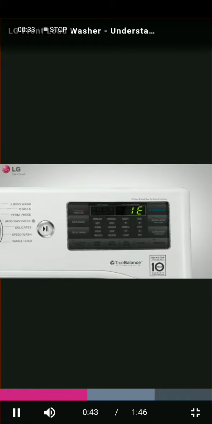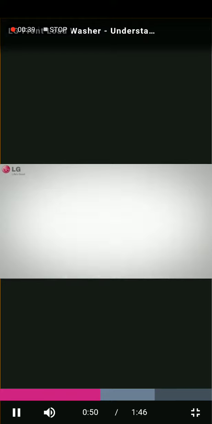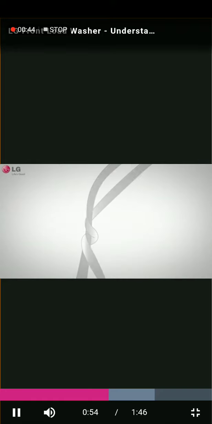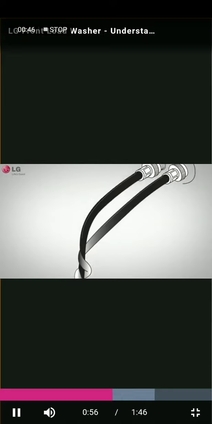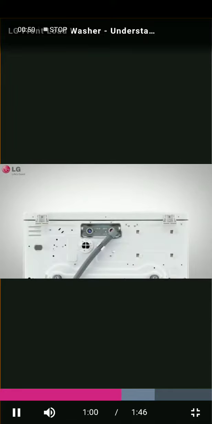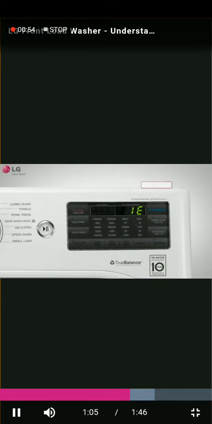An IE error message is an indicator that water is not being supplied to your washer or that the water pressure is too low. Make sure that your water lines are properly connected and turned on. Check to see that the water lines are not pinched or bent and that there are no leaks. Next, check to see that your water inlet filters are not clogged. The water pressure must be between 14.5 and 116 psi.